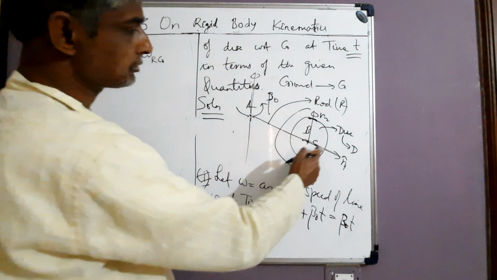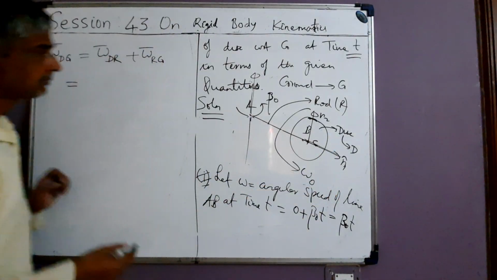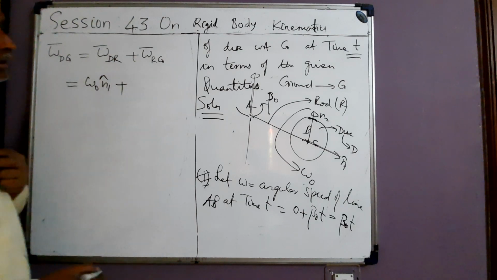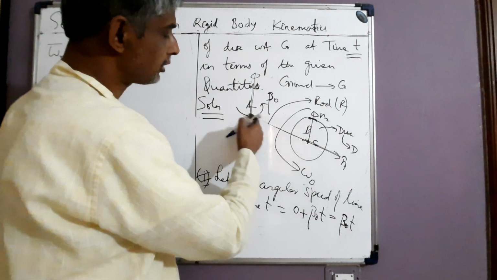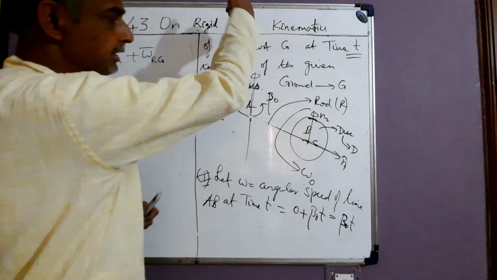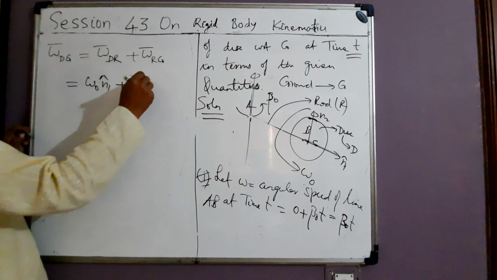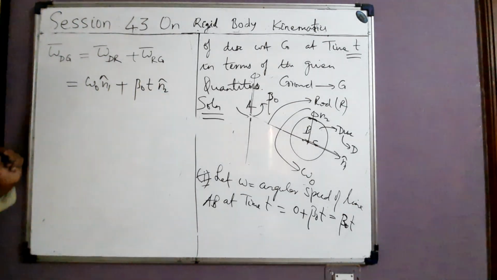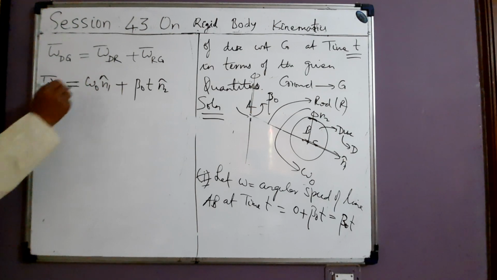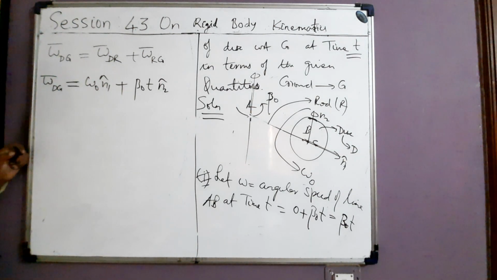So omega dr, angular velocity of disk with respect to line AB, is simply omega naught into n1 hat. Plus angular velocity of rod AB with respect to ground, that is beta naught t in upward direction, along n2. So this becomes beta naught t into n2 hat. So omega dg becomes omega naught n1 hat plus beta naught t n2 hat.